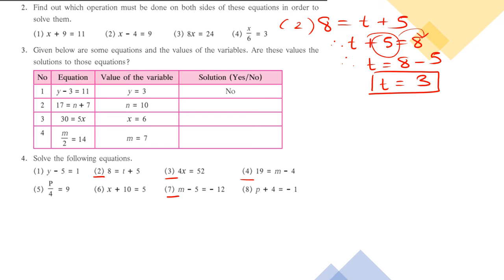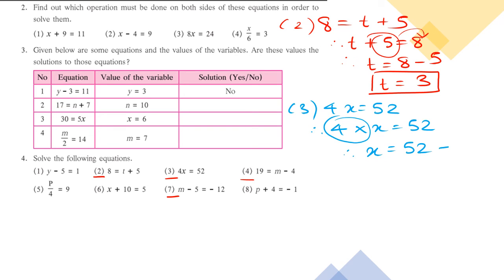Next one coming up is question number 3. 4x is equal to 52. So what we will do is 4 multiplied by x is equal to 52. The same thing which we have been doing. 4 is in multiplication, right? We have 4 multiplied by x. So what you do? Take 4 to the other side, it will become division. x, make x alone. So you get 52 divided by 4.